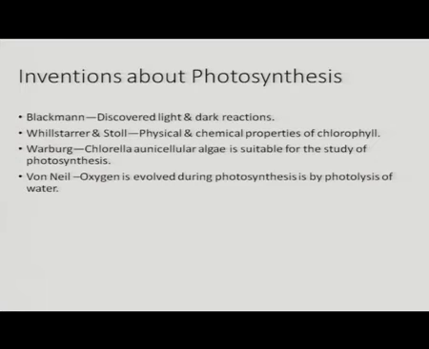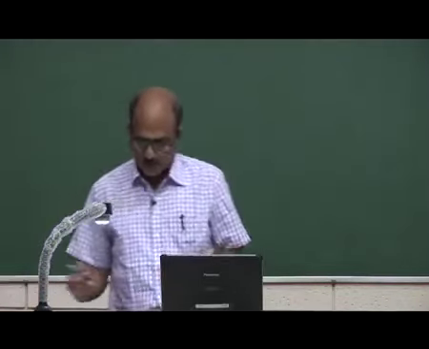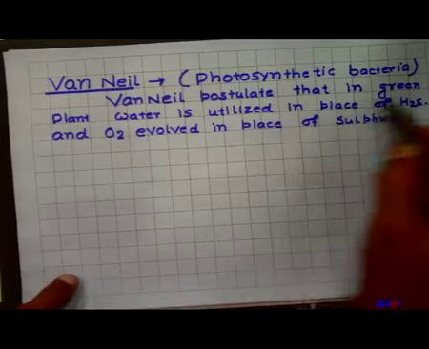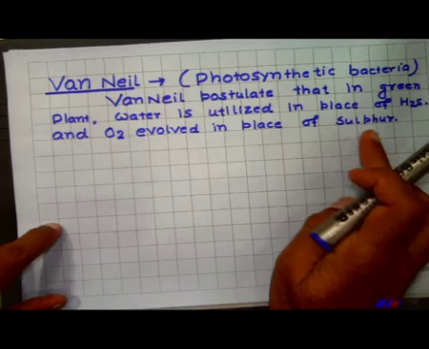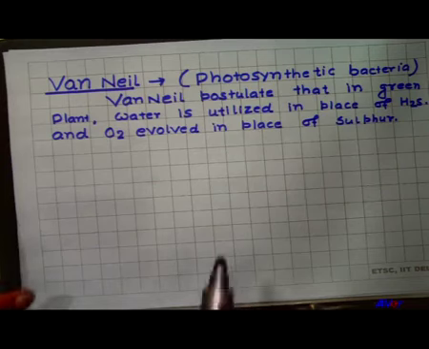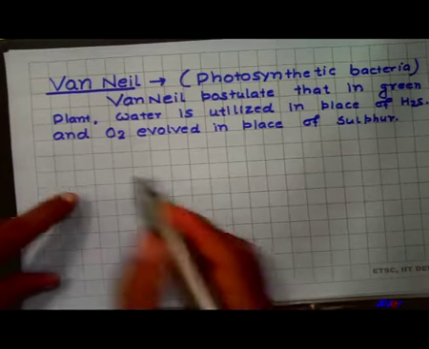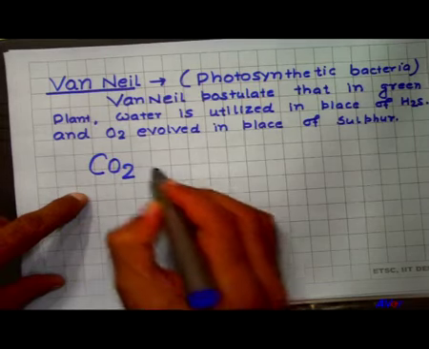proved that oxygen is evolved during the photosynthesis by photolysis of water. Van Niel used photosynthetic bacteria. Van Niel postulated that in green plants, water is utilized in place of H2S and O2 is evolved in place of sulfur. He gave the famous reaction during the normal process of photosynthesis.